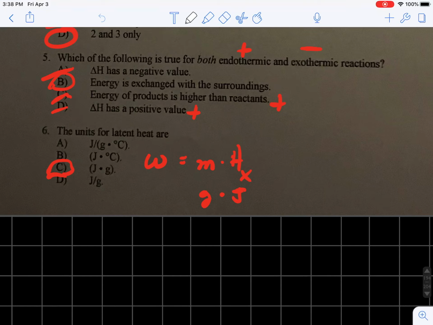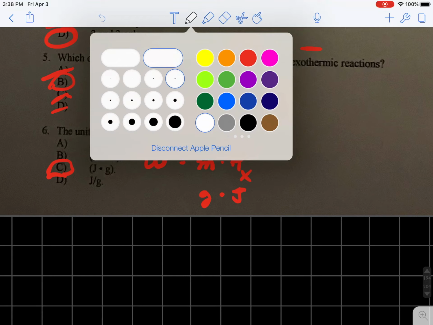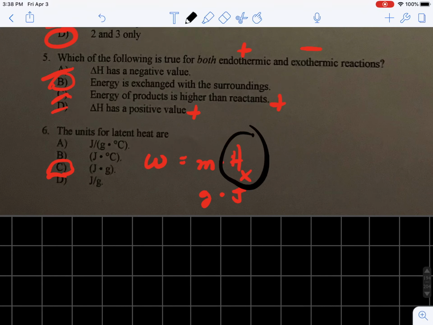The mass is in grams. And the unit for the constant, that's really what they're asking you for here, is the constant. And in order for that to come out to be joules overall, then the mass has to be in grams, and the latent heat value has to be in joules per gram. So I'm sorry, that's not answer C, that's answer D. Joules per gram.